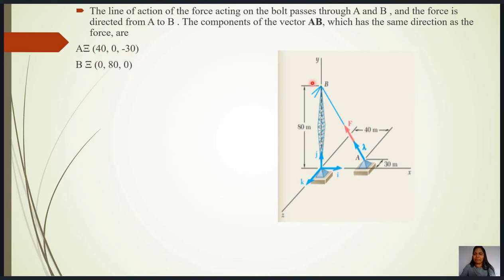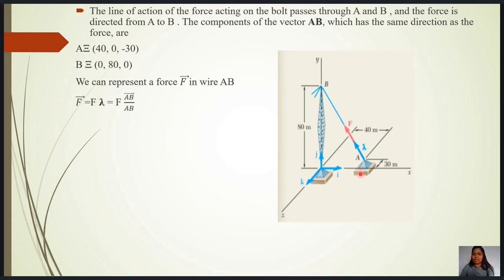And if you observe, the point B is exactly on the Y axis. So its X and Z coordinates will be 0, only the Y coordinate is present, so that is 0, 80, 0. Let us find out the force in the member AB. So when you write down the vector force AB, it will be F bar AB is equal to magnitude of FAB into lambda. So lambda is the unit vector in the direction of A to B.